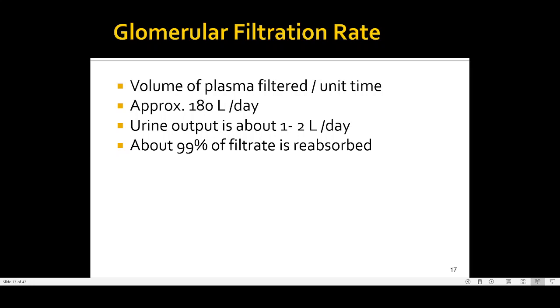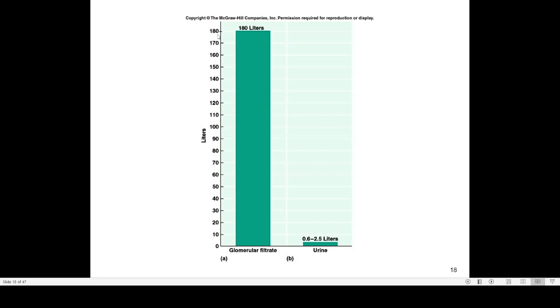Out of that, our urine output in a day is around 1 liter or 2 liters. That means out of 180 liters of filtrate produced, a major portion is reabsorbed by the body, and only a very little urine is finally produced. What is lost in the form of water is 1 liter, 1.5 liters or 2 liters. The remaining portion, about 178 liters out of the 180, is reabsorbed by the body, and that is 99% of the filtrate. Out of this filtrate, the final urine will be around 0.6 to 2.5 liters at maximum. Normally it is 1.5 liters.